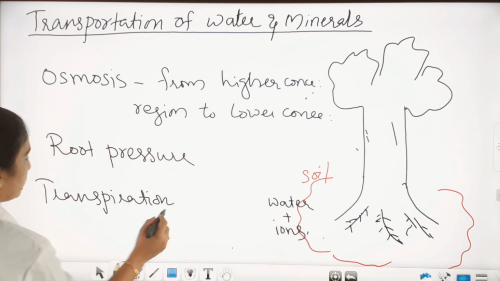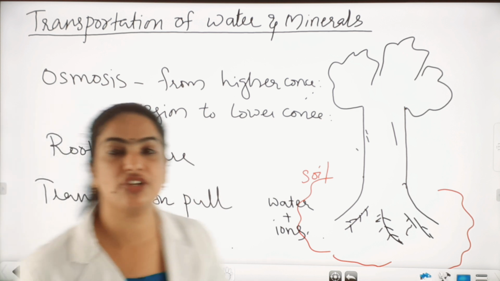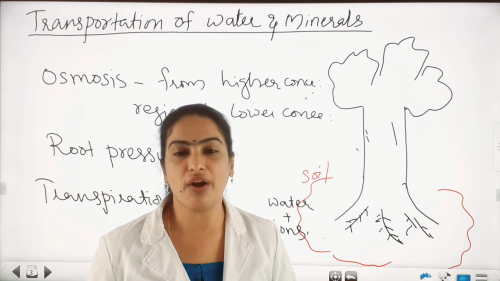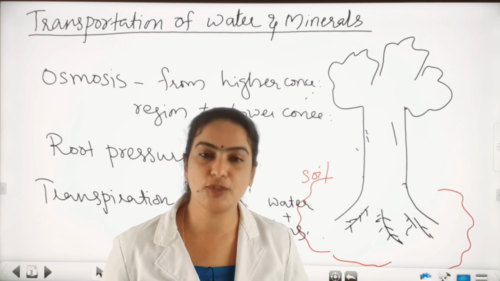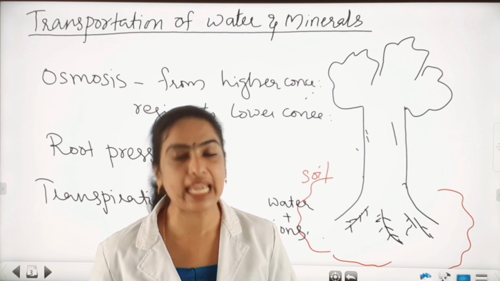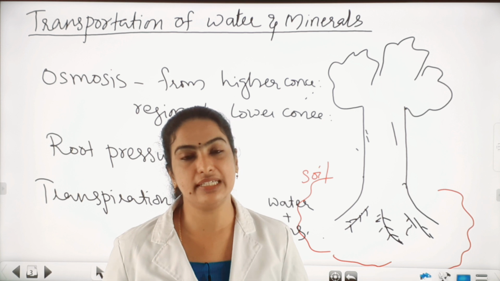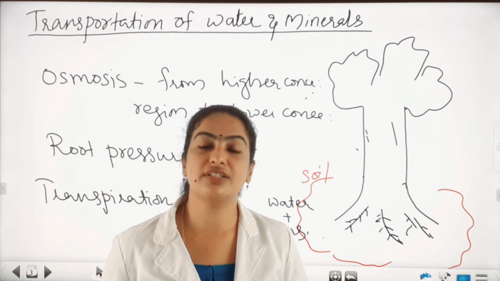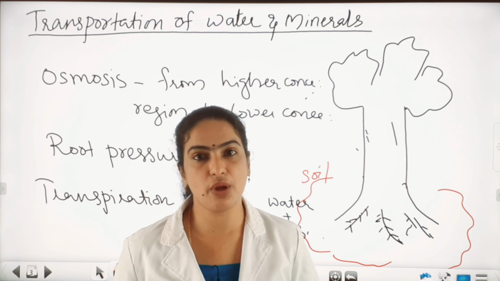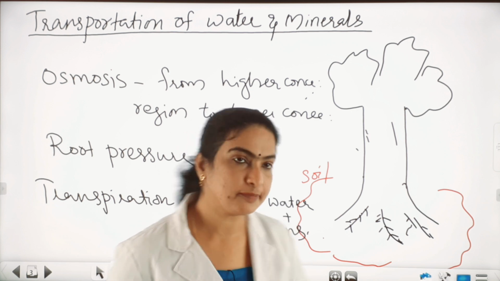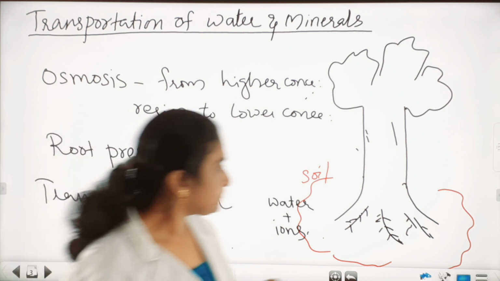Along with the root pressure, transpiration pull also plays a major role in the conduction of water in case of taller trees. Is it clear? In case of herbs or smaller plants, the root pressure is enough to conduct water. But in case of taller trees, along with the root pressure, transpiration pull also plays a major role in the conduction of water. Is it clear?